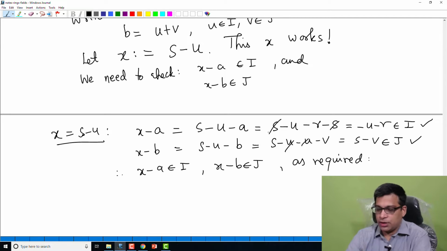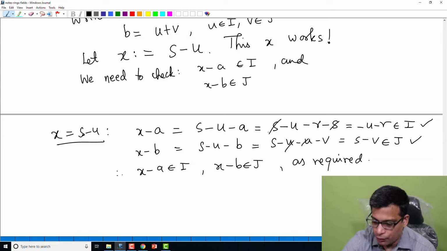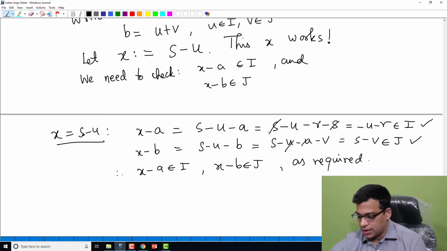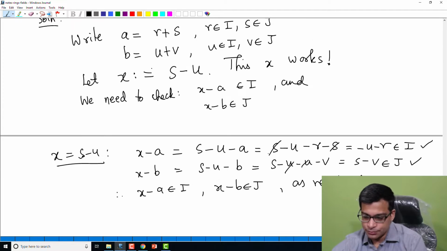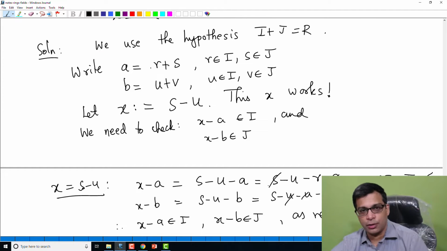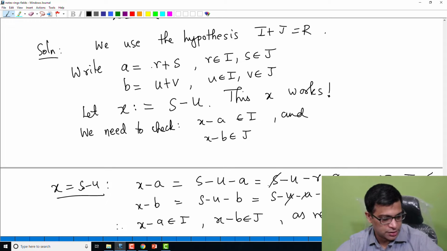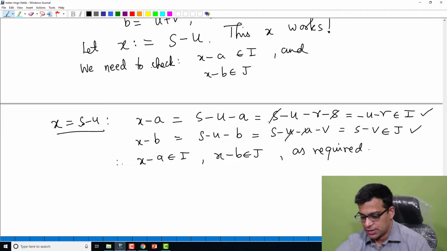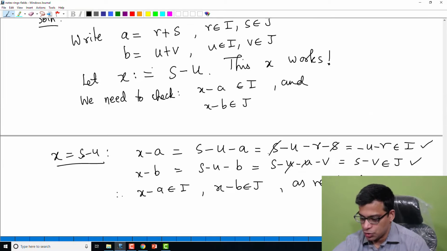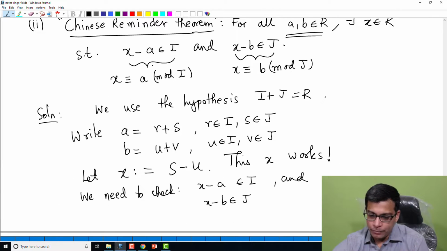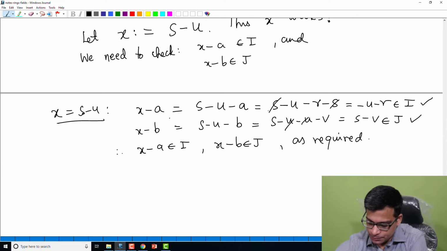Okay, so this may seem like, how did I think of X to be this? But that is just by playing with the required conditions. It's not difficult to see that X equal to S minus U works. So this is the Chinese remainder theorem. So the solution is complete. You may have seen the Chinese remainder theorem in the case of integers.